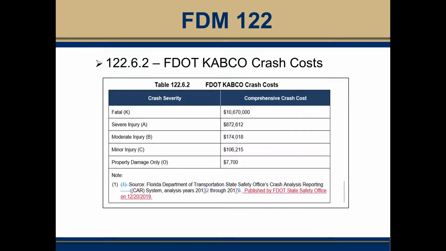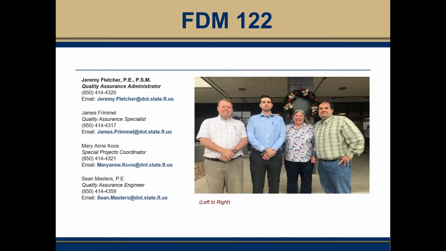Additionally, we added some footnotes to the CABCO crash costs. These are the breakdowns of costs based on the type of crash. If you have a fatality, that crash costs society about $10.7 million, whereas a property damage only crash costs $7,700. These values are necessary in all predictive analyses and specifically highway safety manual analyses. With that said, that kind of concludes most of the major changes for FDM Chapter 122 for the 2021 FDM.